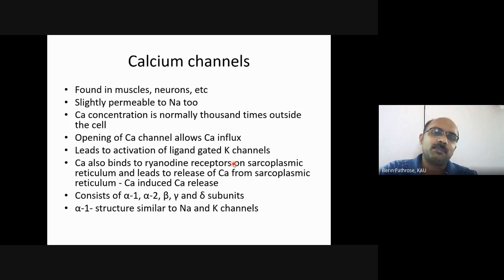These calcium channels are slightly permeable to sodium because the size of sodium and the size of calcium are almost similar. The concentration of calcium ions is very high outside the cell compared to inside the cell. It's almost about 1,000 times higher outside than inside. So once these calcium channels open, because of this ion gradient, higher concentration of calcium outside and lower concentration inside, the calcium ions move from outside into the cell.